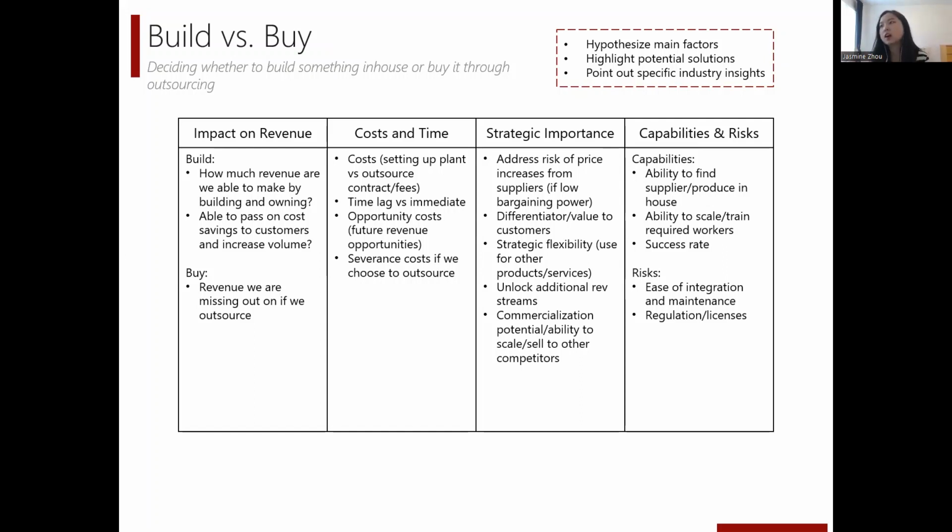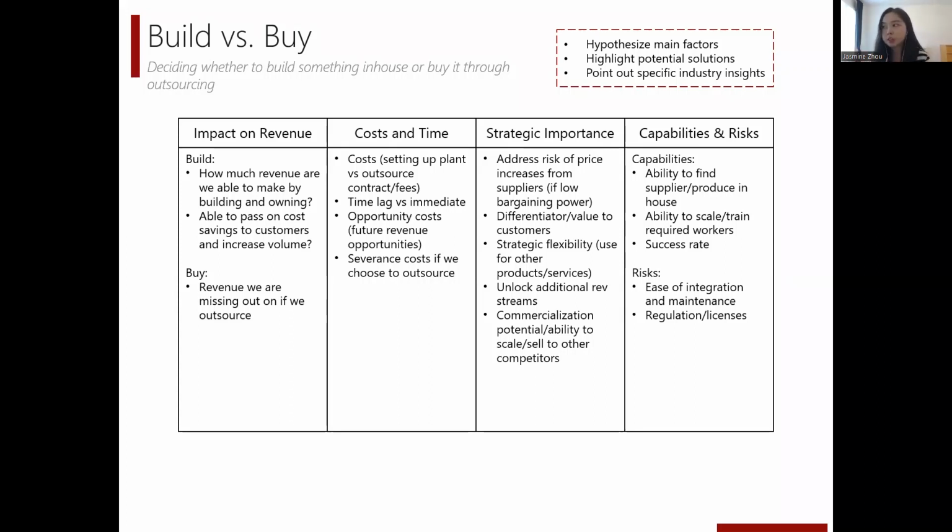For costs and time, it's of course the costs of setting up the plant, setting up the in-house facilities to actually make this thing, versus just paying a service fee or a royalty fee to outsource manufacturers or the contract fees. For time, it's the time lag that we'll have to deal with if we do this in-house versus the immediate service or product that we can use if we outsource.